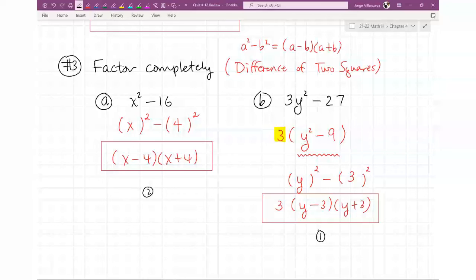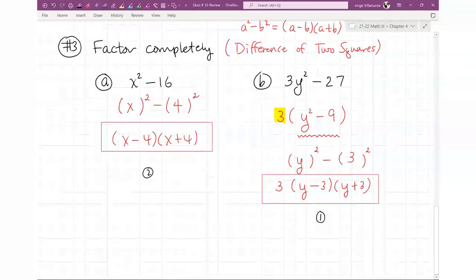Okay, so one more set of examples for you guys, or just one more example. And it's the grouping one. But before I go into that, any questions on A or B? Anything that doesn't make sense?